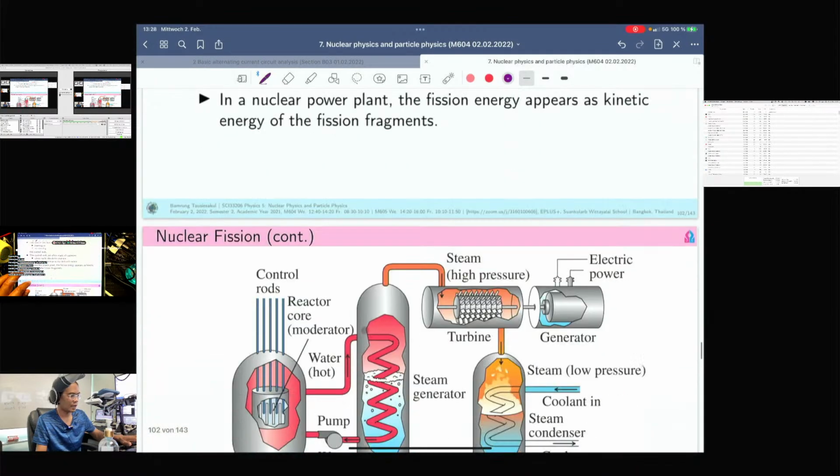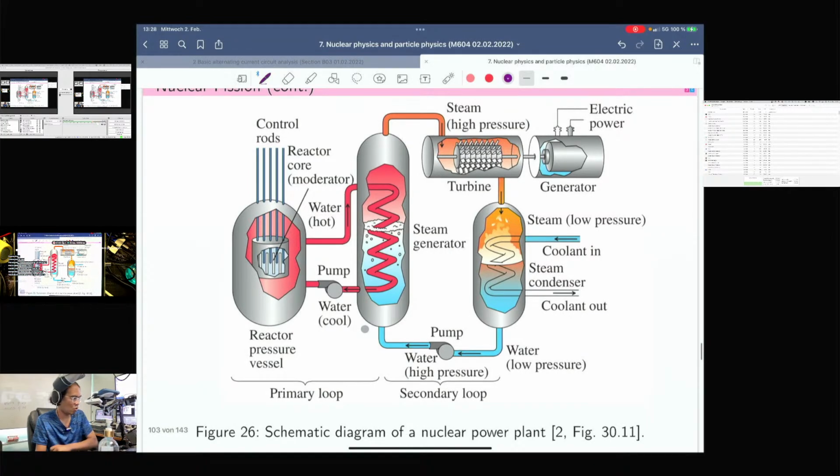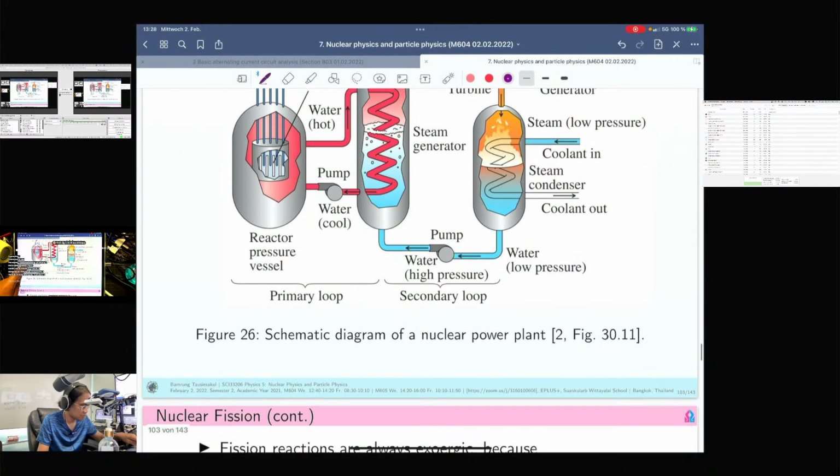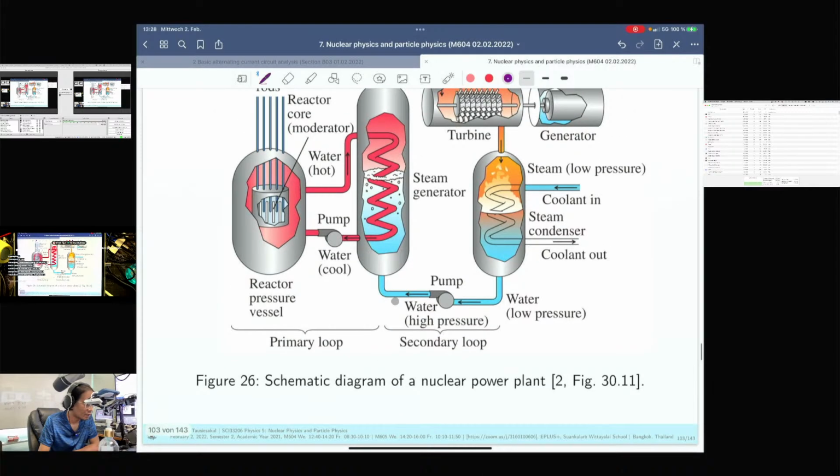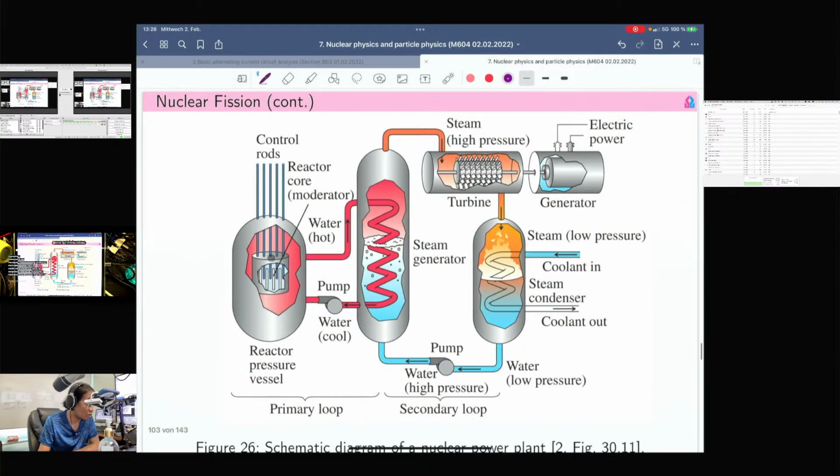Now we arrive at the whole structure of the electric power plant that is used on Earth. Yes, of course this is the reactor core, right?